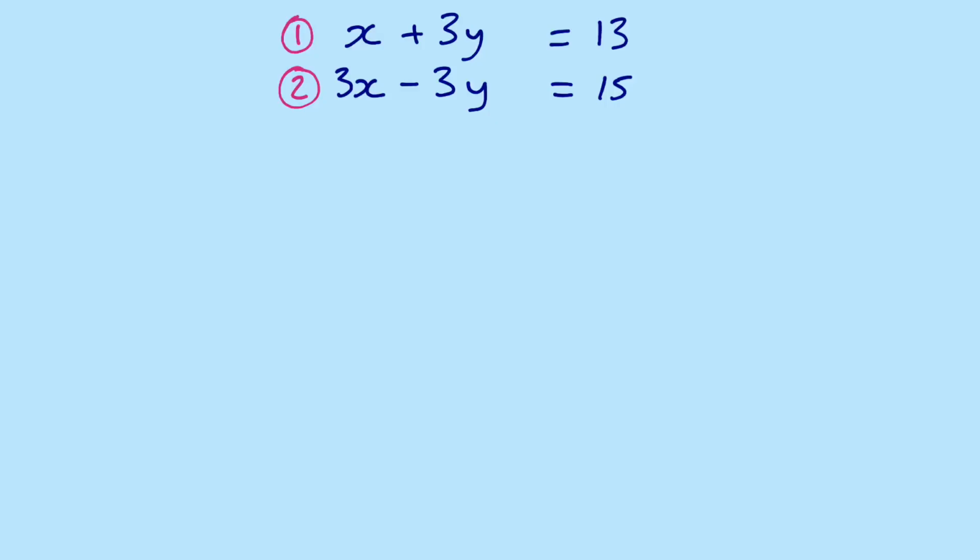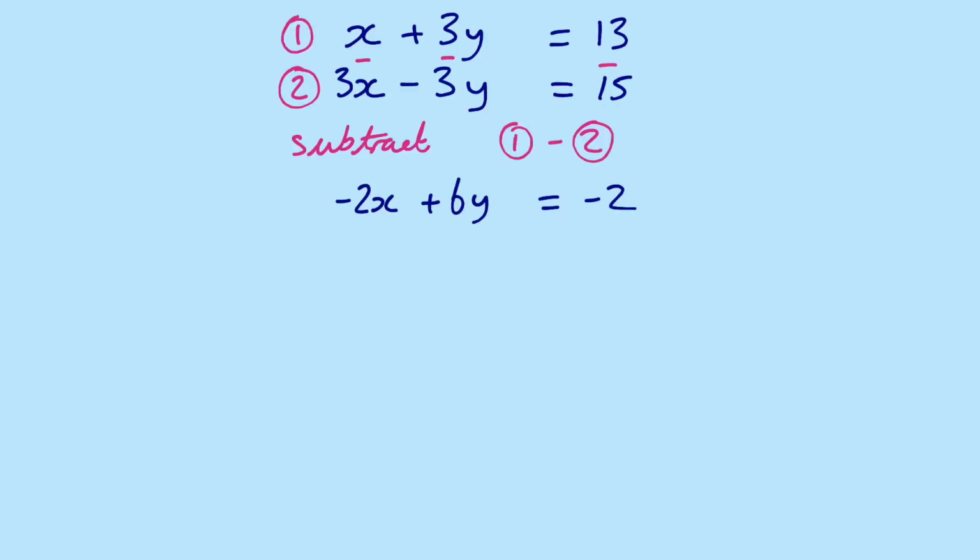If we were to subtract the equations like we did in the previous example, we would have minus 2x plus 6y equals minus 2. That is because x minus 3x is minus 2x, 3 minus 3y is plus 6y, and 13 minus 15 is minus 2.